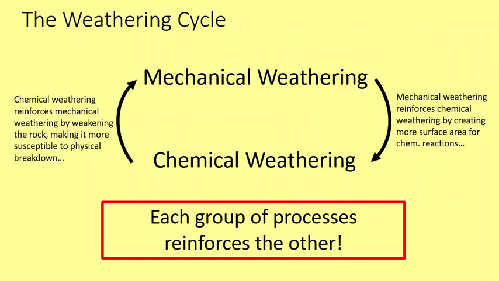Okay, on to the weathering cycle. All I want you to appreciate by this slide is simply that mechanical and chemical weathering each reinforce the other. And you can study the details on the slide. But another way of thinking of this is that the more that Mother Nature mechanically weathers the rock, the more that rock becomes susceptible to chemical weathering. And vice versa. The more that the rock is chemically weathered, the more susceptible it becomes to mechanical weathering. That is to say, when it comes to mechanical and chemical weathering, each group of processes reinforces the other.